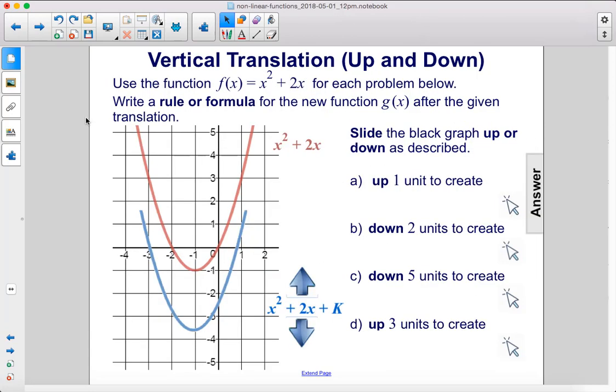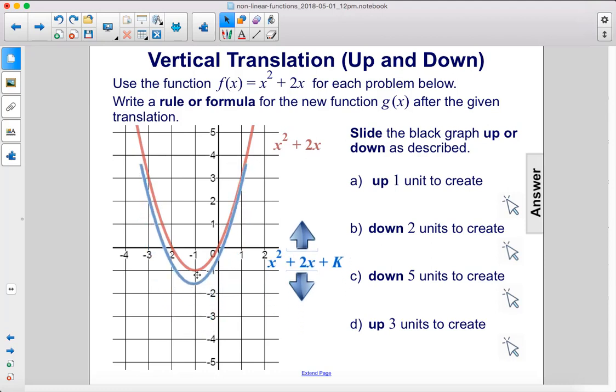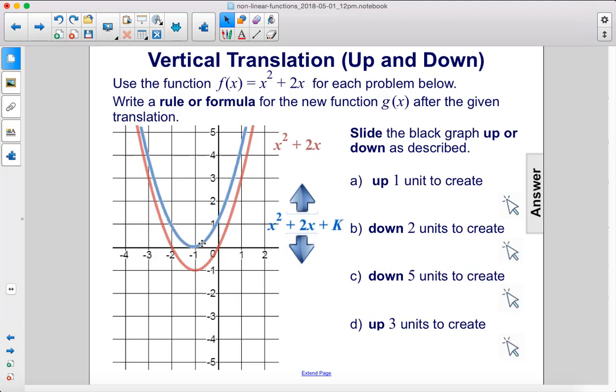Use the function f of x equals x squared plus 2x for each problem below. Write a rule or formula for the new function g of x after the given translation. Right now we have the same graph, x squared plus 2x. Now we are going to move it up 1 unit, and that is f of x plus 1, which is x squared plus 2x plus 1.